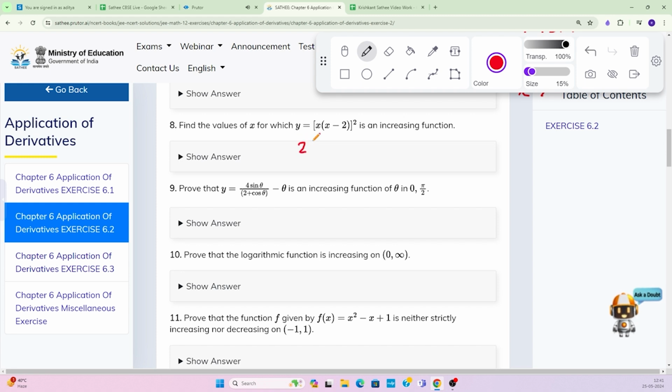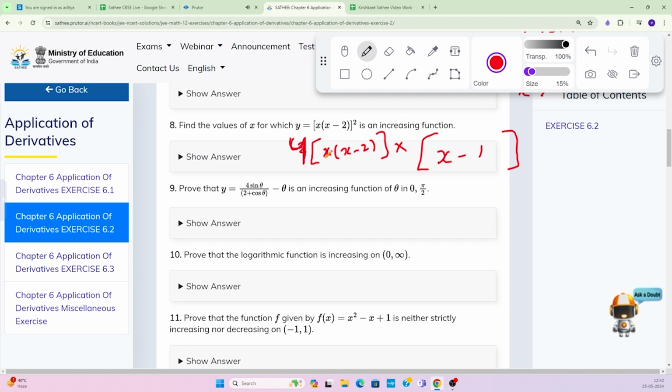You will get 2 times x multiplied by (x minus 2), and then multiply with the derivative of the inside thing. The derivative of the inside will be (x minus 2) plus x, which means 2x minus 2. So you can also rewrite this: taking 2 common, you will have x minus 1, and the 2 will be multiplied with the other 2, so it will become 4. Simple.